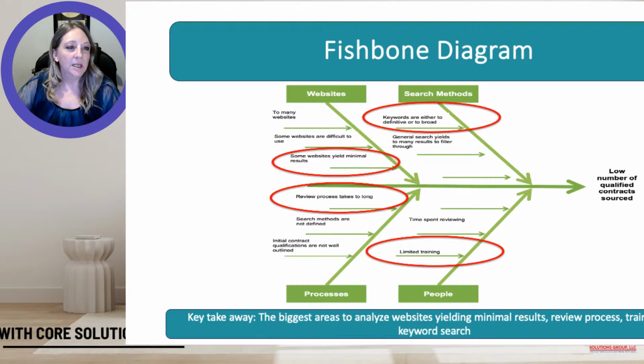As you see on this, it's somewhat shaped like a fishbone. Over here on the right is what's called the head, and that is where the problem is, what you're seeing, and you're trying to find the root cause that's defining that problem. This fishbone diagram is also known as a cause and effect diagram or an Ishikawa diagram. It's a really good visual tool to help you and your team flush out what's going on.